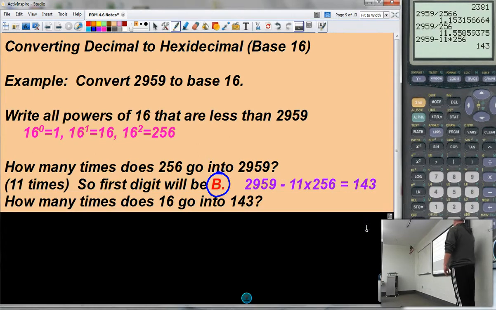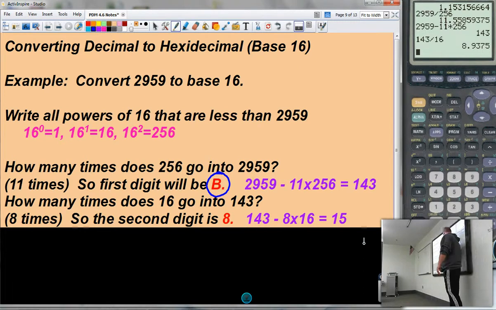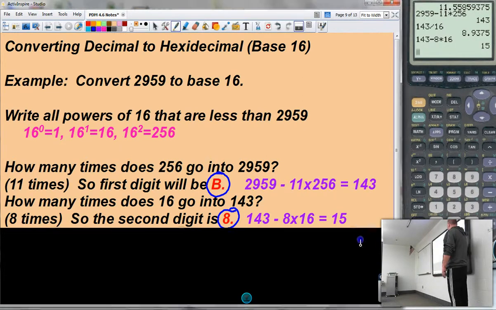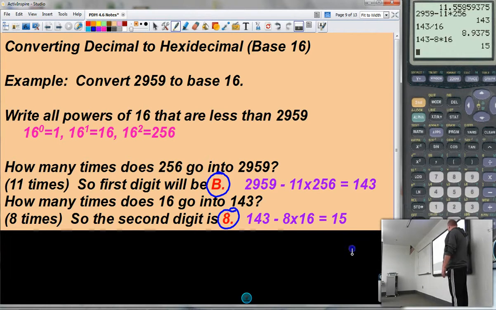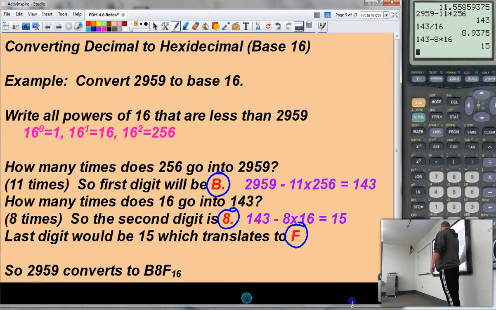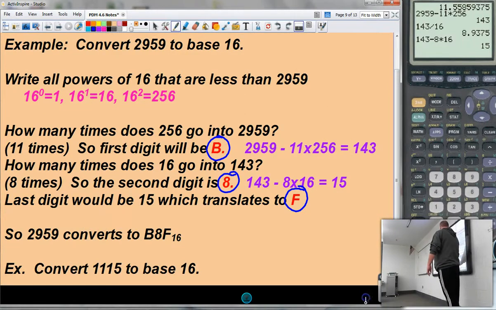Then, how many times does 16 go into 143? 143 divided by 16 is 8.9, so the answer is 8. So my second digit is 8. And then I go 143 minus 8 times 16, and I have 15 left. So the last digit would be 15, because how many times does 1 go into 15? The answer is 15. So the last one would be F. 2959 converts to B8F in base 16.